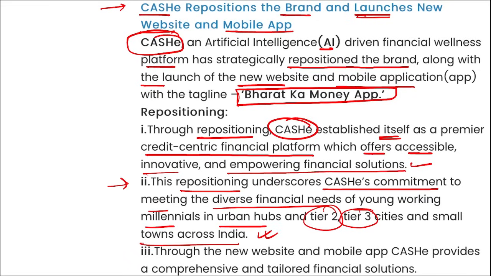Mark this. Right? So Cashe repositions the brand and launches a new website and a new mobile application. And they have done this with a new tagline, that is Bharat Ka Money App.